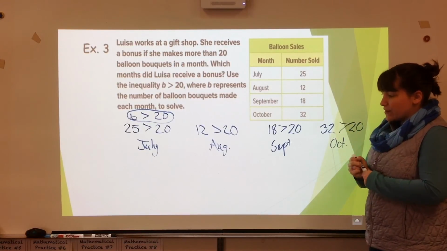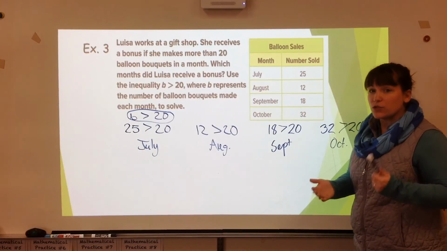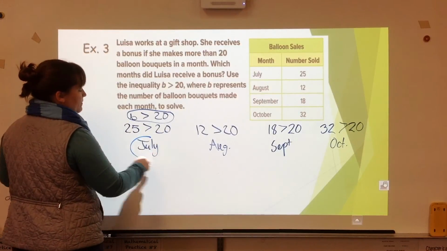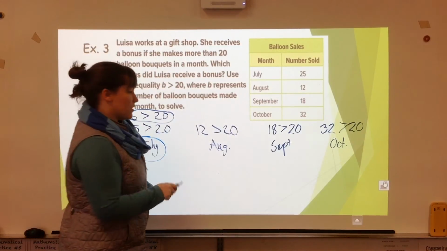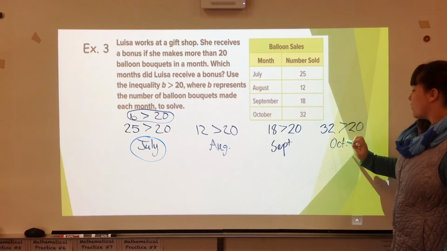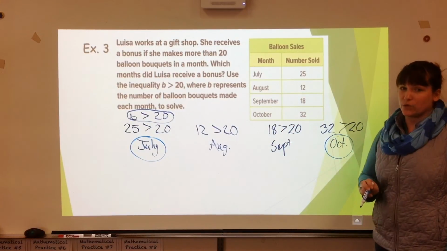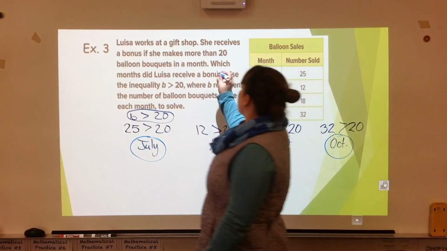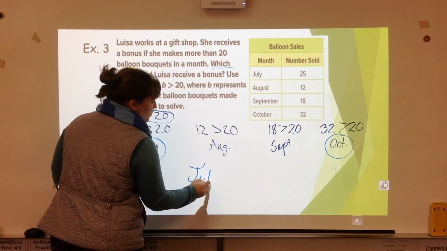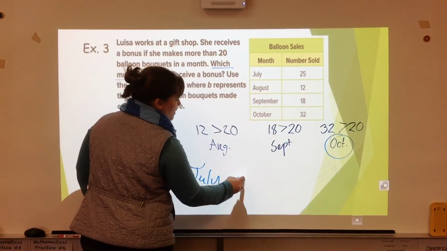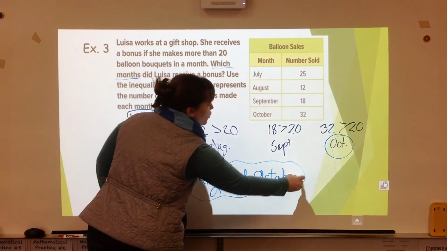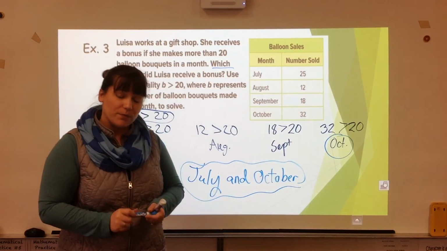So now we just have to figure out which ones of these are actually true inequalities. Well, 25 is greater than 20. 12 is not greater than 20. 18 is not greater than 20, but 32 is greater than 20. So since they're asking for which months, we're going to answer the question that they're asking and give the months of July and October as the answers to this question.